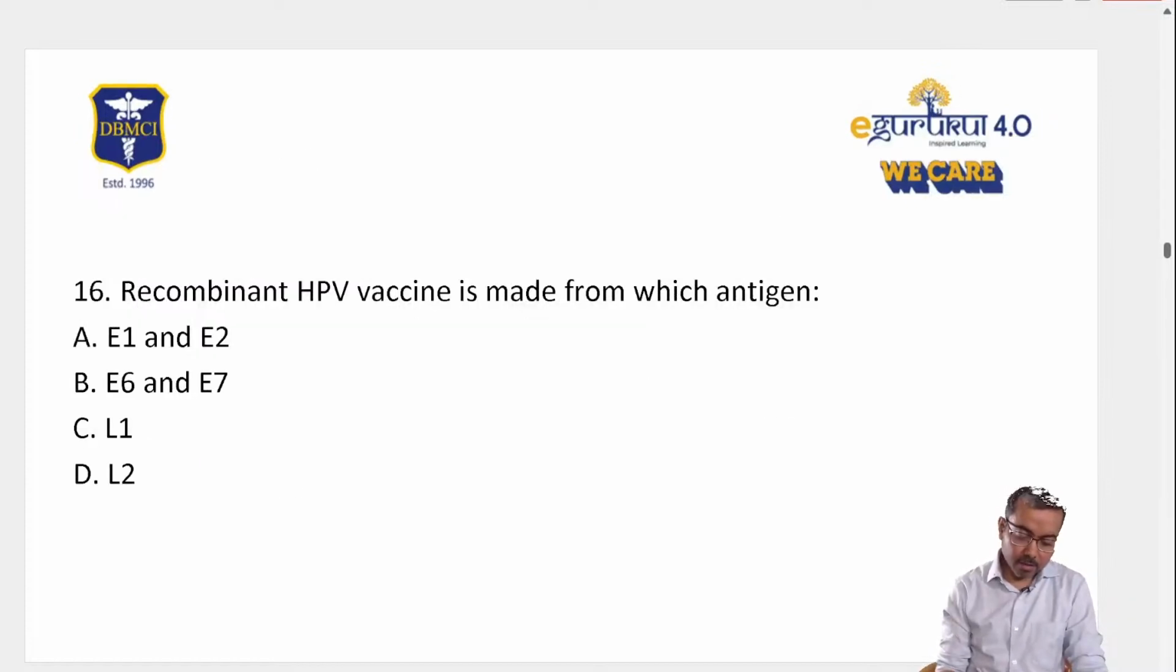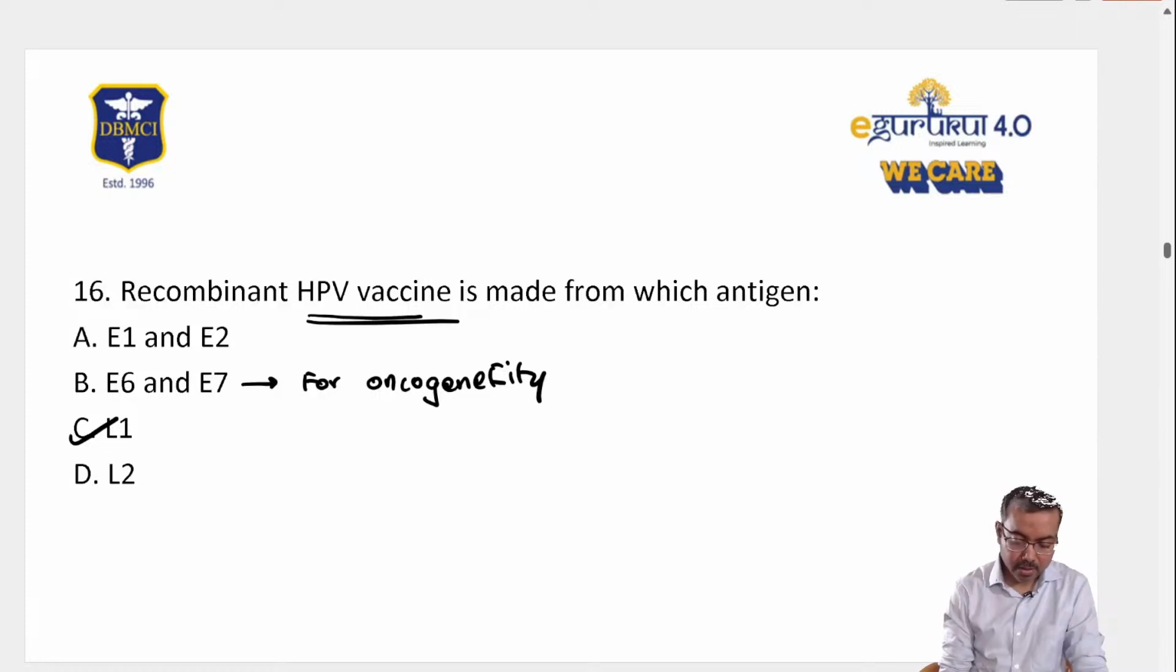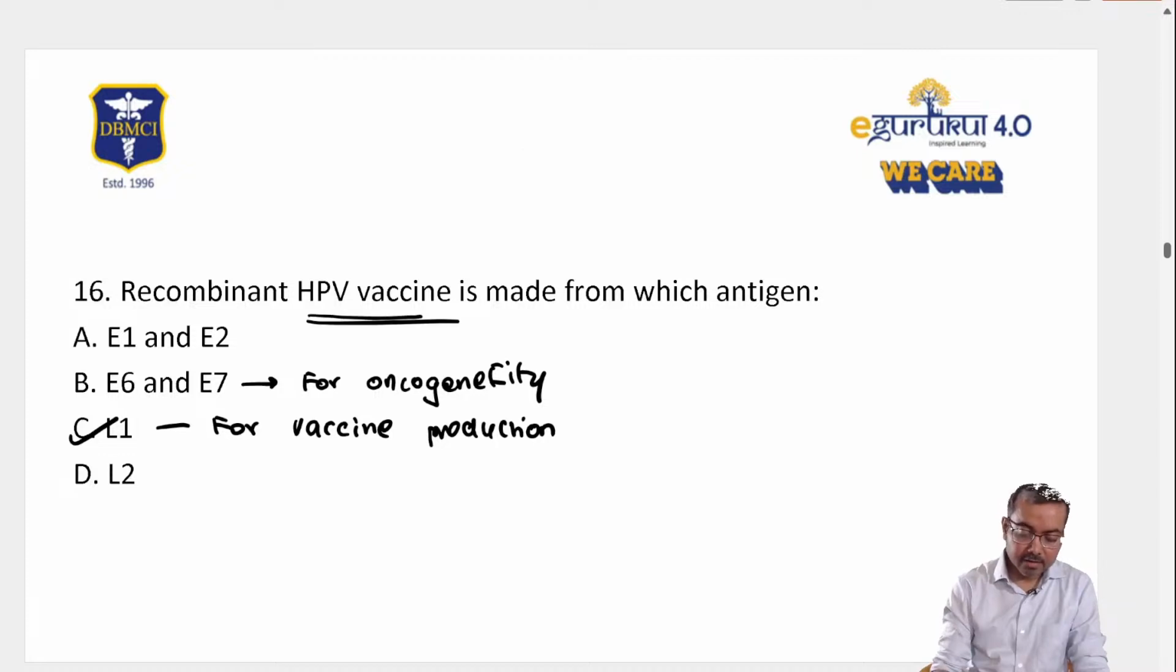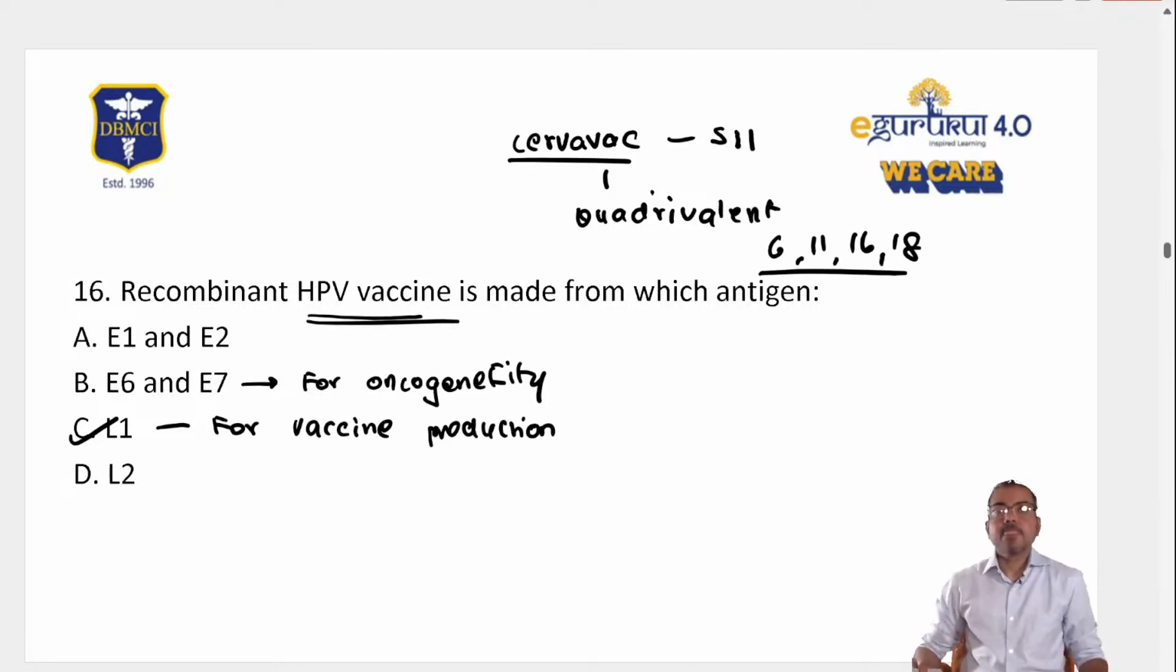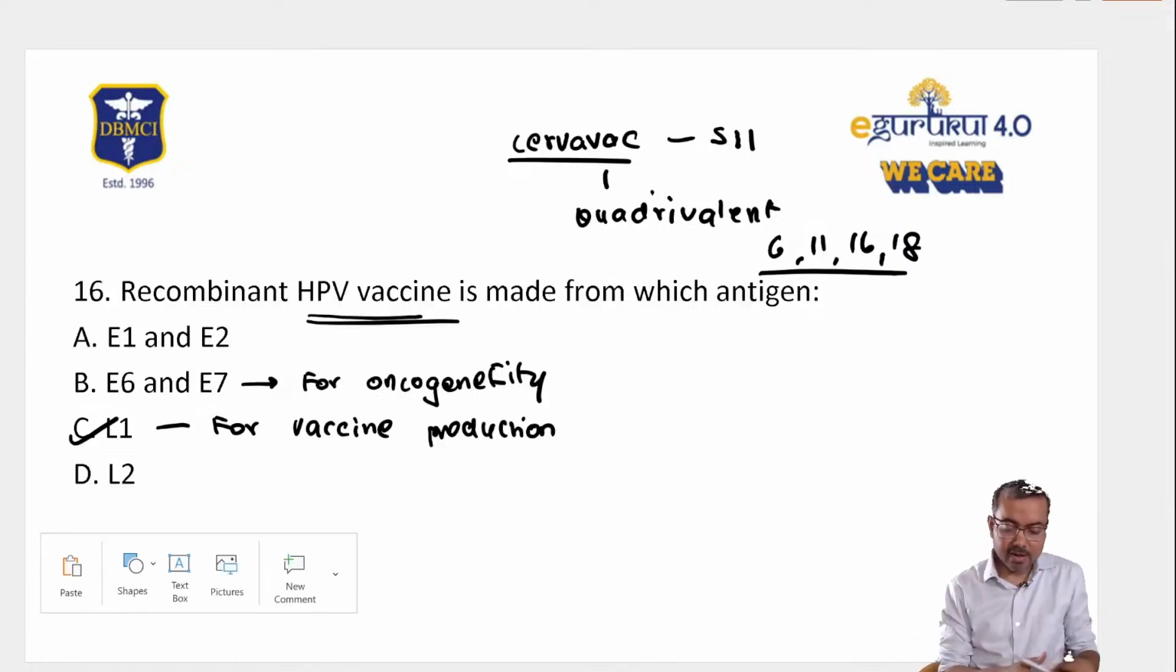Okay. Recombinant HPV vaccine is made from which antigen? This is L1. E6, E7 write down are for oncogenicity, and L1 is for vaccine production. You have to know this. Also remember the Indian version, Cervavac, which is produced by the Serum Institute of India. This is a quadrivalent vaccine. Quadrivalent means it covers 6, 11, 16, 18.